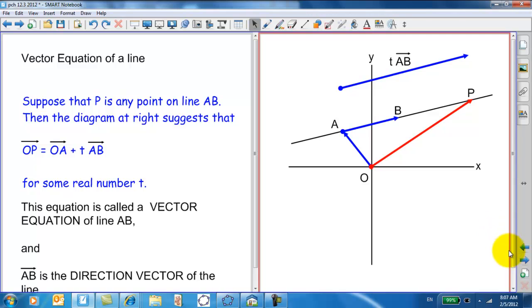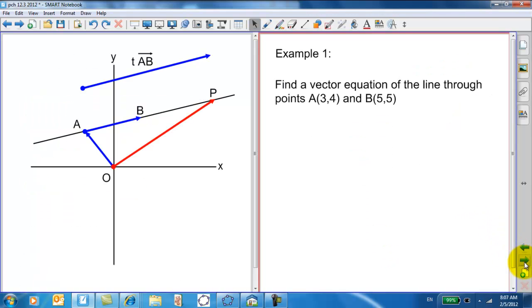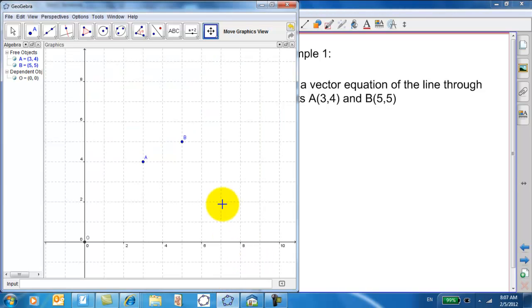I want to illustrate this in our first example, finding the vector equation of the line through the points 3, 4, and 5, 5. First I'm going to do it in GeoGebra, then I'll show you how to do it by hand so you understand the concept of what's going on. Here are our points 3, 4, and 5, 5, and we want the vector equation of this line.